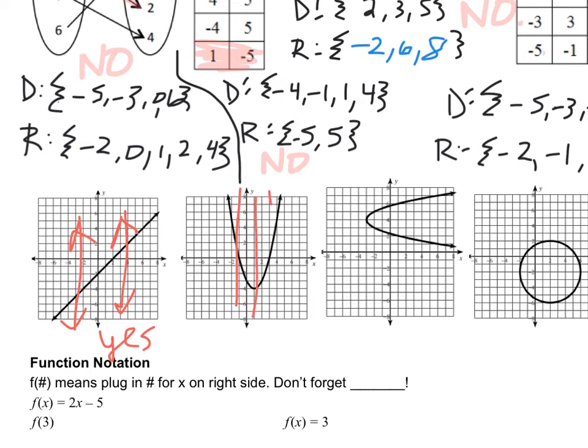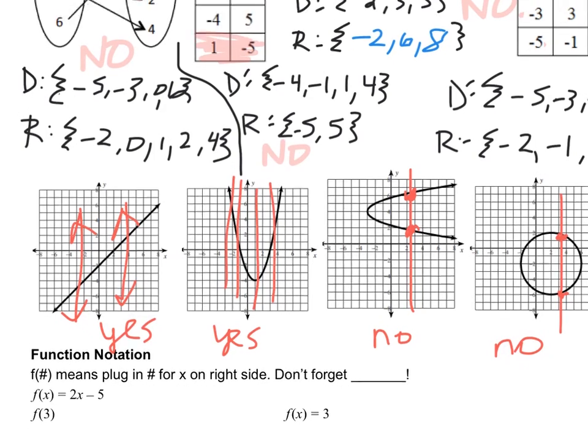The next one, draw a bunch of vertical lines. They're never hitting more than one spot on my graph, so yes. Versus when I go to this one, boom, that vertical line is hitting my curve in two spots, so not a function. And our favorite non-function, which is the circle. So circles are important, obviously, but they're not functions.